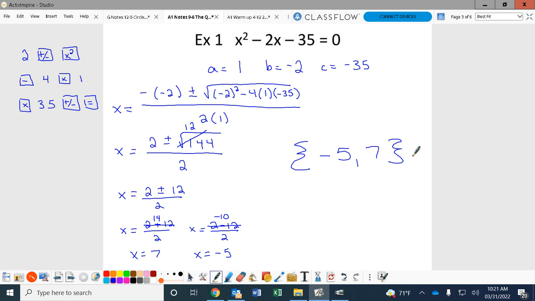Does anybody have any questions before we do one that doesn't turn out so pretty? Because that one turned out nice because it had a perfect square. There's no decimals involved. That one actually would factor. You could do that by factoring, but they ask you to use quadratic formula. Everybody's good? Okay, let's keep going. Here's the next one.